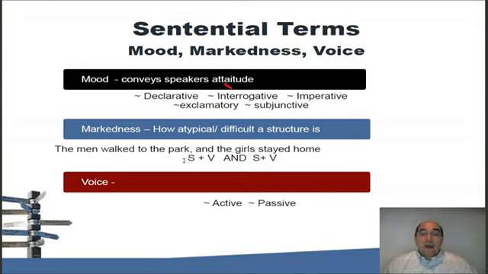kind of thing. So we've got mood, and a variety of sentences that show a certain kind of mood. You've got markedness, and that's how atypical or how typical or how difficult a structure is. The more marked a structure is, the more difficult it will be for students to learn, because there are certain things that must be. And it's not always the case that this particular sentence is a marked sentence for all of your students. Some students have that in their language, and so it's easier.